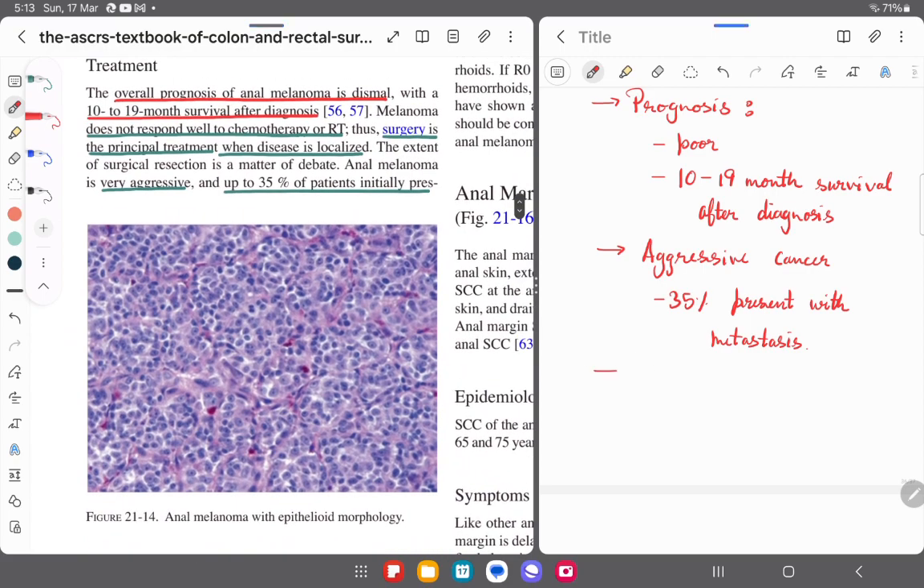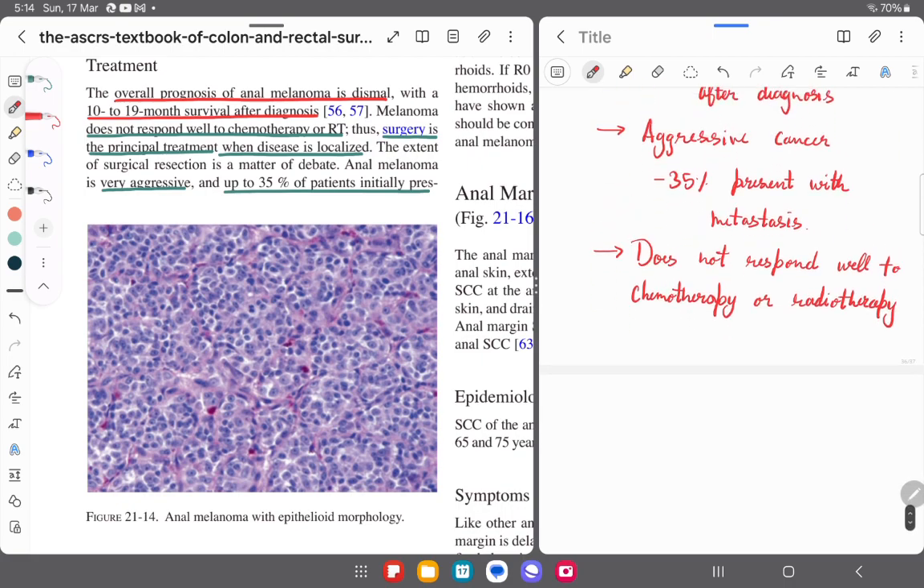And it does not respond well to chemotherapy or radiotherapy. Surgery is the principal treatment if localized.